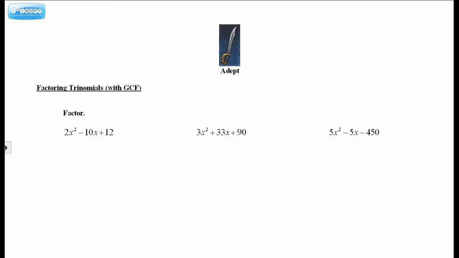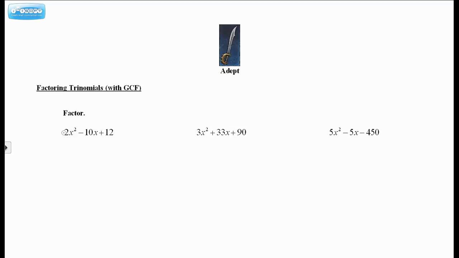Chapter 5, Section 3, Adept: factoring trinomials with GCF, meaning with a greatest common factor. So look at this trinomial. I have 2x squared minus 10x plus 12. This is slightly different than the previous video because the coefficient, meaning the number in front of the x squared, is not 1 this time. When that happens, we can't quite factor it as we did before.